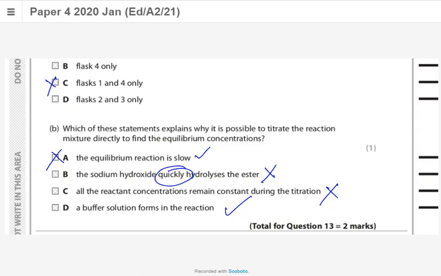So if the reaction is very slow, you can directly start the titration without quenching the reactants. So sodium hydroxide quickly hydrolyzes the ester? Never. Alkali can hydrolyze the ester, no doubt, but hydrolysis requires adding alkali or acid. Now here is acid, here it's alkali. The condition for alkali hydrolysis to happen is that there should be heat. So if there is no heat, the hydrolysis will be very slow. The answer would be correct if they said slowly hydrolysis. It says quickly, right?